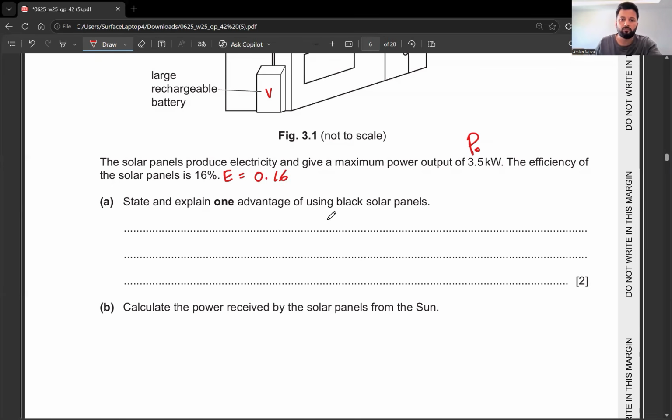State and explain one advantage of using a black solar panel. We know that black is a good absorber, right? So black is a good absorber.